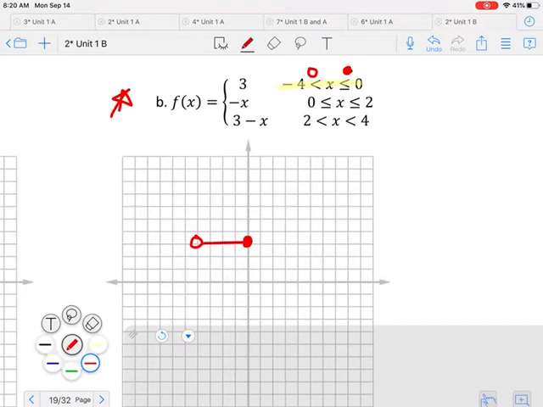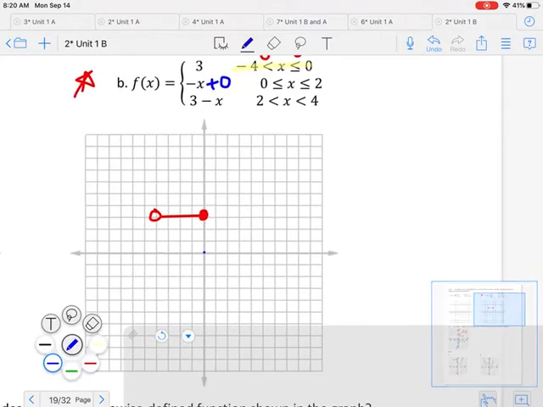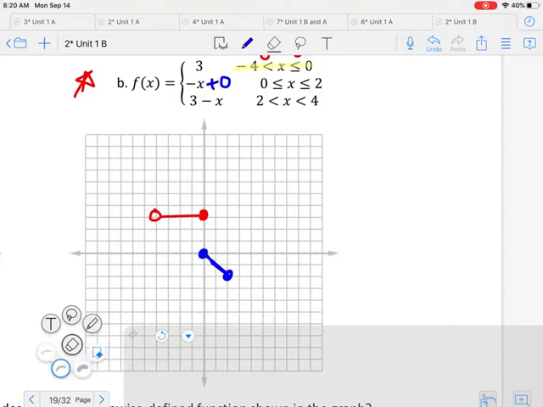So there's that segment. Next line says -x. There's not a y-intercept. So our y-intercept is 0. And this time we have a -1 slope. So it's going down and to the right. And this one is in between 0 and 2 with closed circles. So there's 0, there's 2, and in between. There we go, erasing my stray marks.